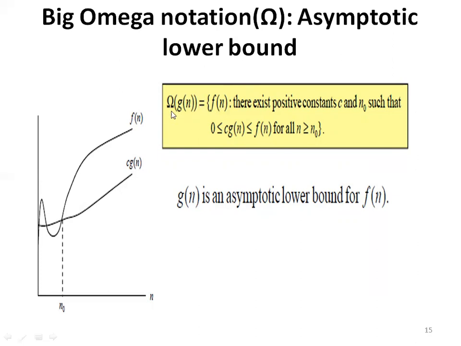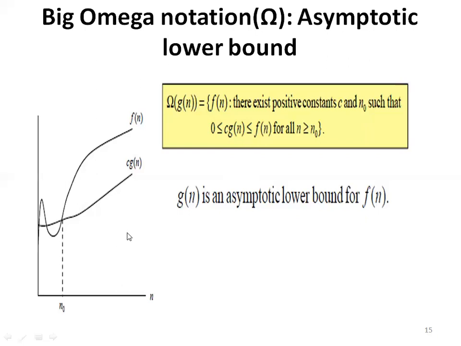So f(n) = Ω(g(n)) if this condition is satisfied. That means there exist positive constants c and n0 such that 0 is less than or equal to c times g(n), which is less than or equal to f(n), for all n greater than or equal to n0. If this condition is satisfied, then we can say that f(n) is equal to big omega of g(n). That means g(n) is the lower bound of f(n). The g(n) function is the lower bound of this function f(n), and here g(n) is an asymptotic lower bound of f(n).